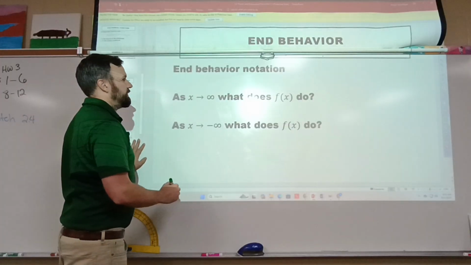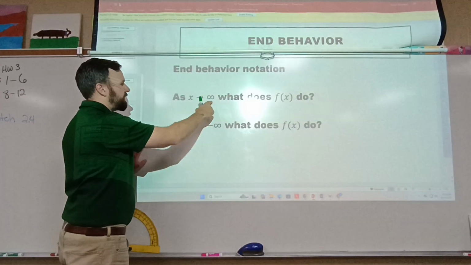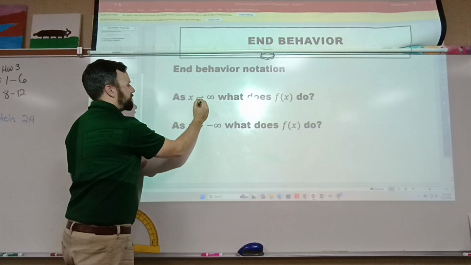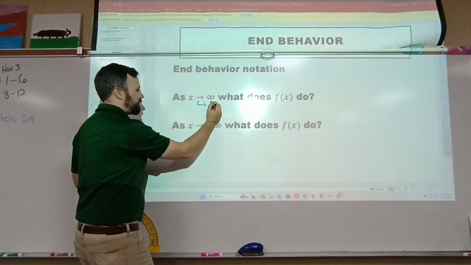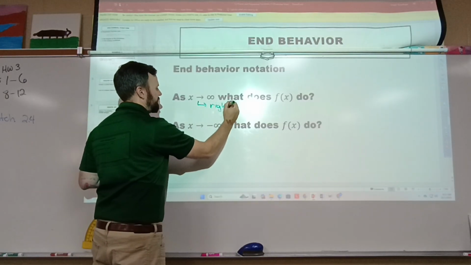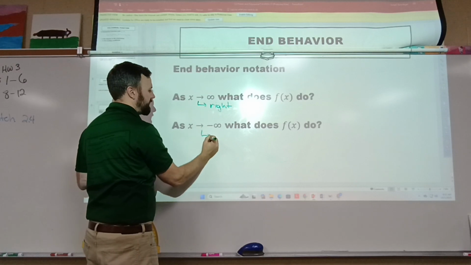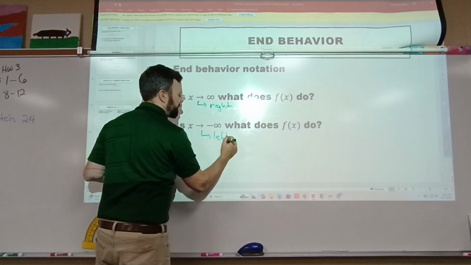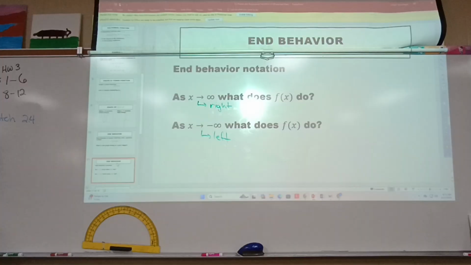All right? So what we're going to say is as x goes to the right. So think about it as it goes to infinity, that's to the right, to the right, to the right. And if you go to negative infinity, that's going to the left. Okay? So as x goes to infinity, you're going to the right. Negative infinity, you go to the left.